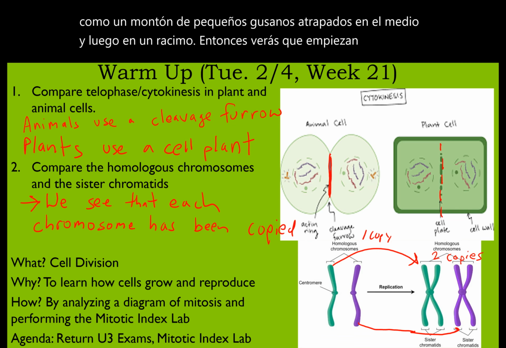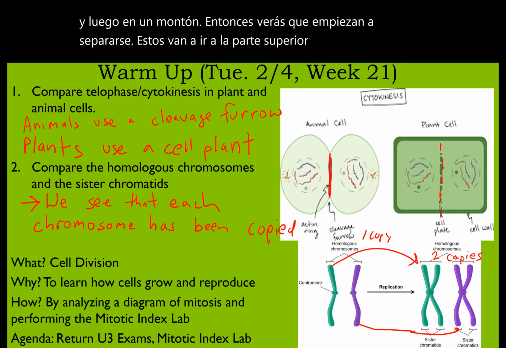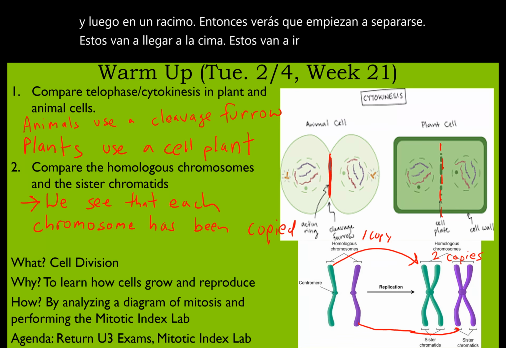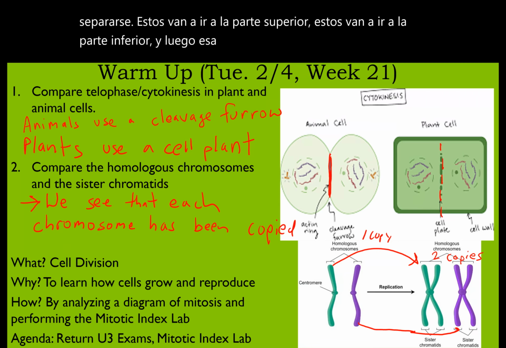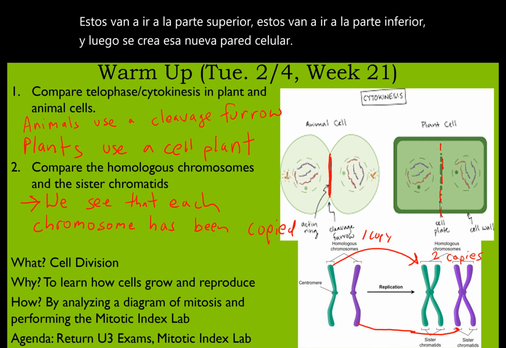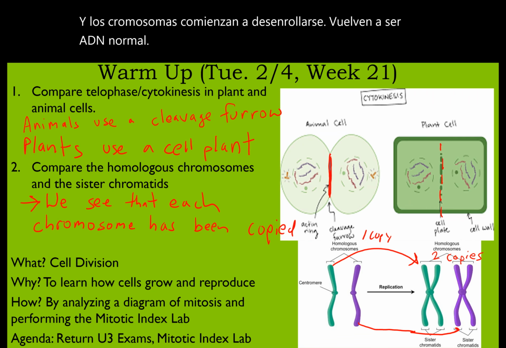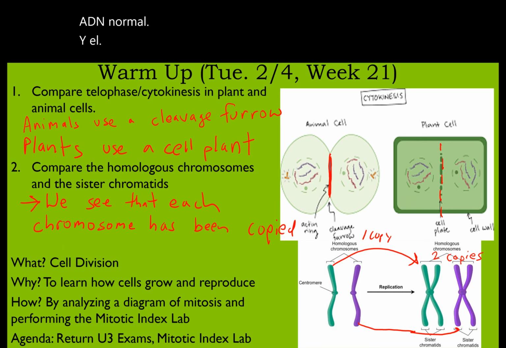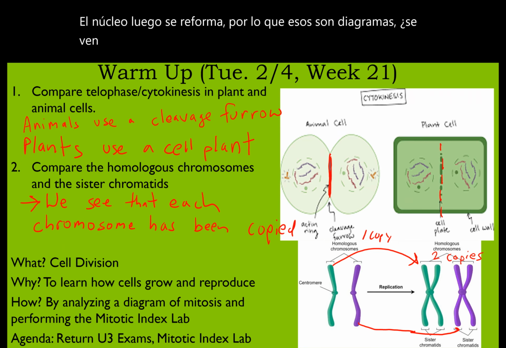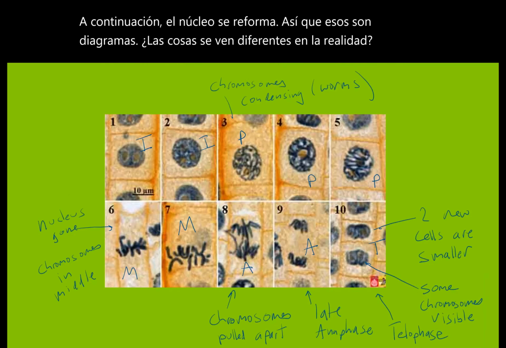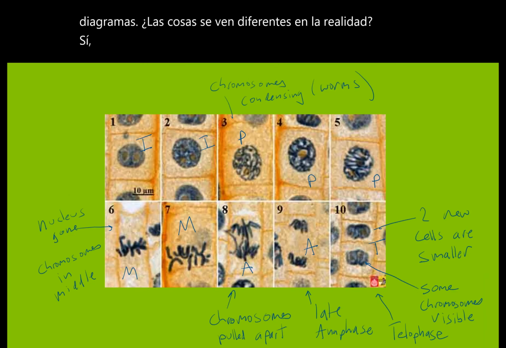These are going to go to the top, these are going to go to the bottom. And then that brand new cell wall is created. And the chromosomes start to unwind, they go back to being normal DNA, and the nucleus then reforms. So, those are diagrams. Do things look different in reality? Yes, they do. So this is what they look like in real life.